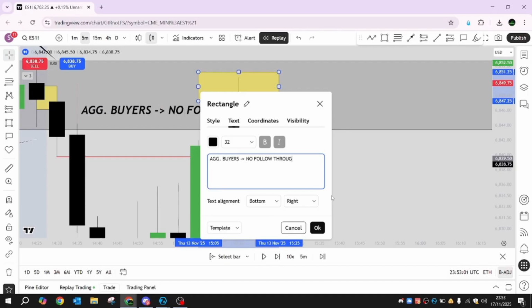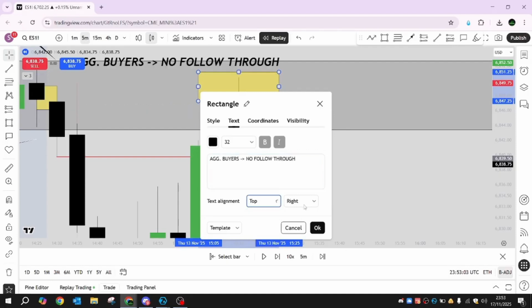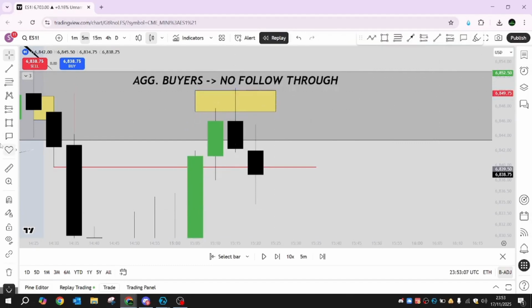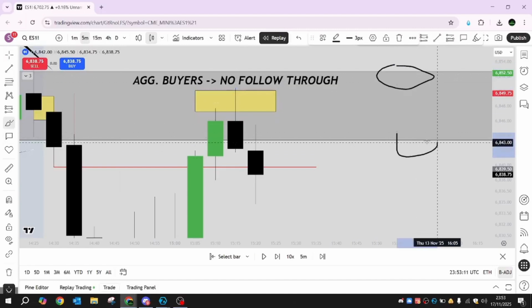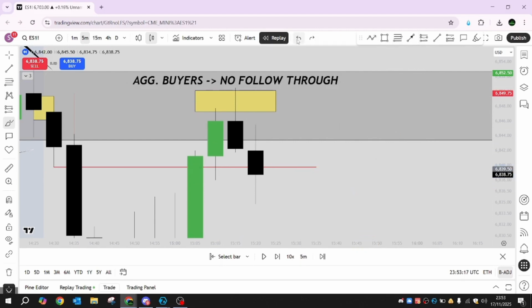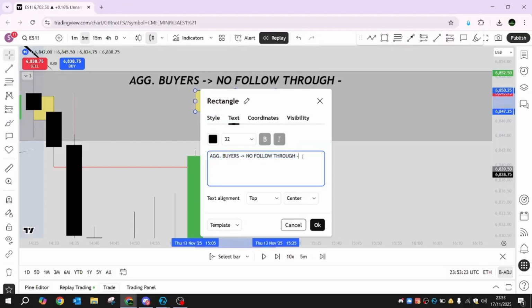Again, follow through I speak about in every video. The reason follow through is important to me is because if we don't have any upside follow through, meaning if we don't break above here and we break below here, and we break below our initial break line over here, what that shows us is that aggressive buyers have failed. Or more importantly, what that means is we've had an absorption of aggressive buyers. So this is what we call an absorption.